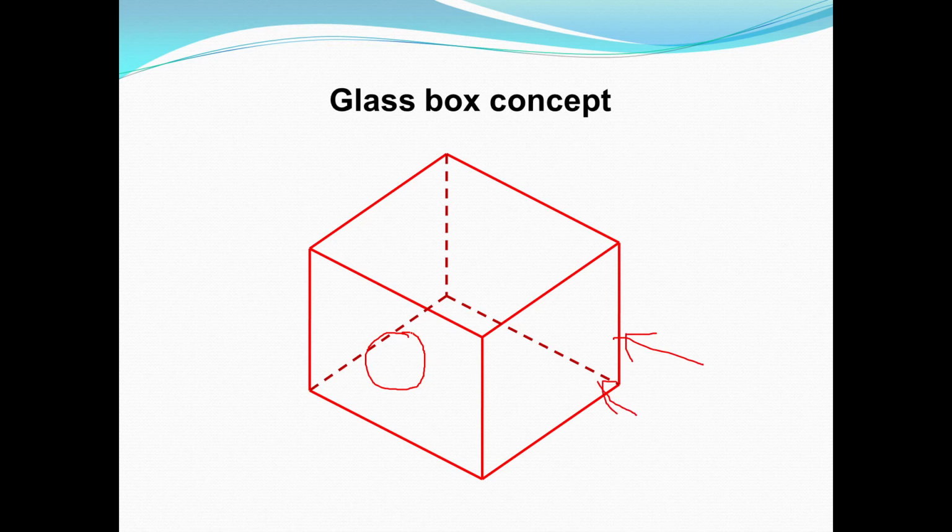So you will get the projection of this object, if it is a ball, as a circle on this vertical plane. So this is the front view of the object.